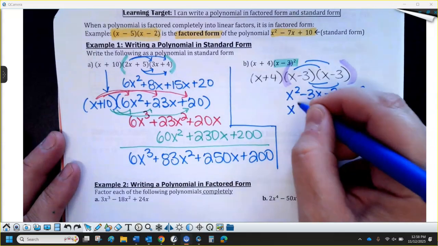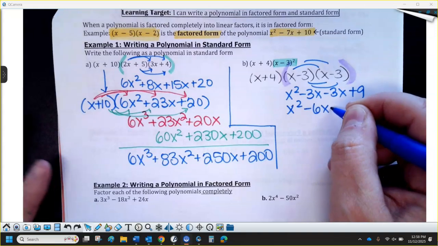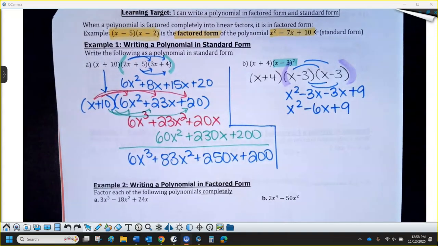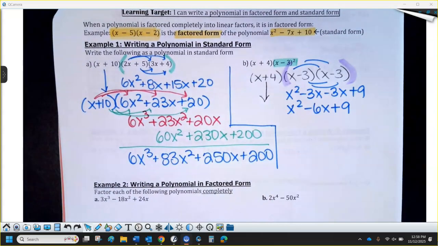So you see, if I just tried to distribute that exponent, I would completely miss out on that middle term, that negative 6x. So that's why that would be incorrect if you just distribute the exponent. You're not going to get all the terms there. Then all I'm going to do is bring down the x plus 4, which we haven't used yet, that was at the beginning of the problem.